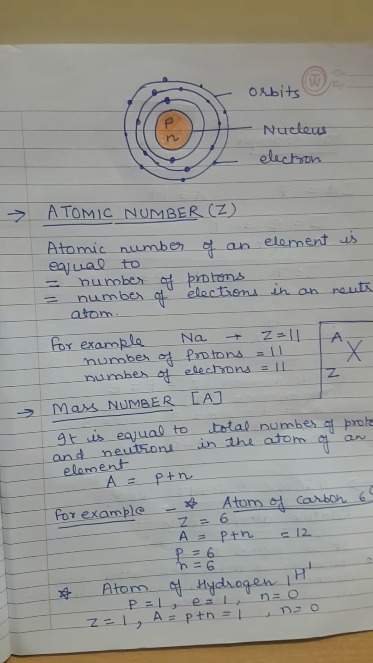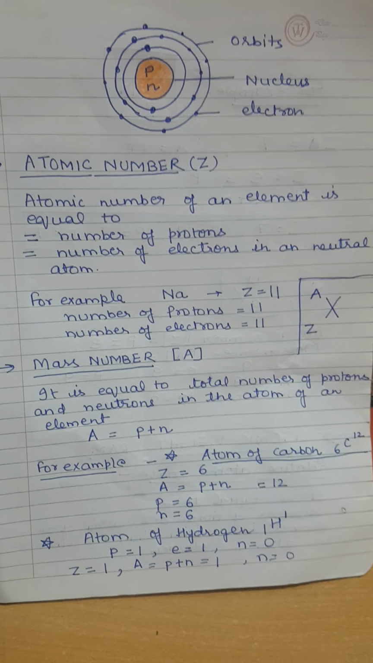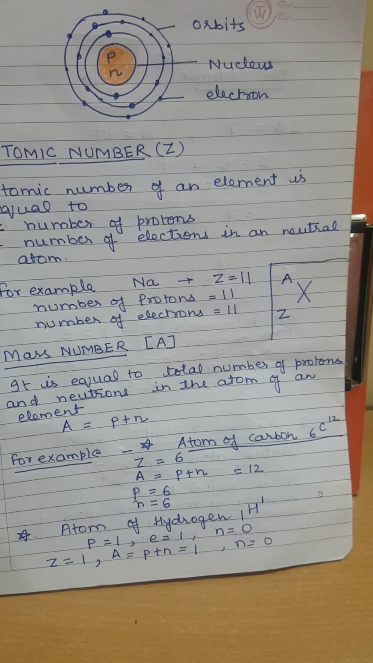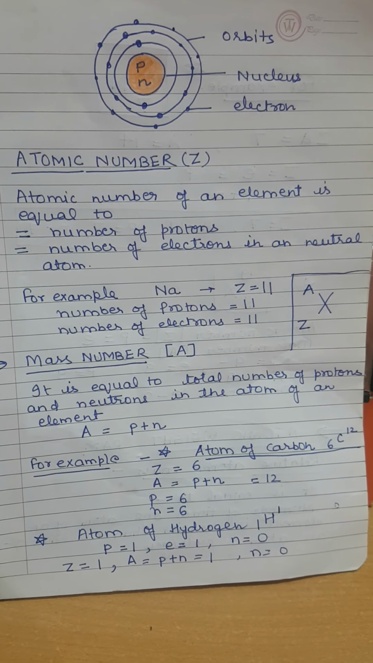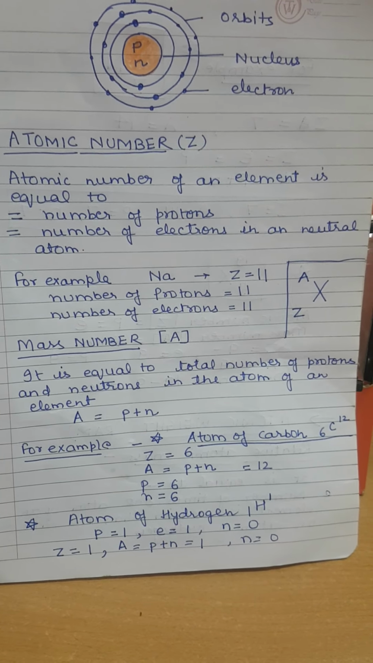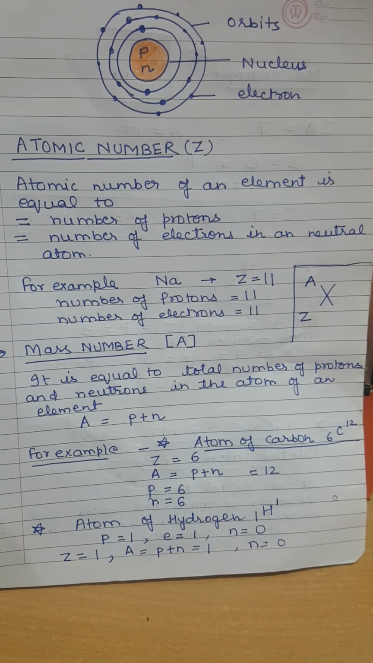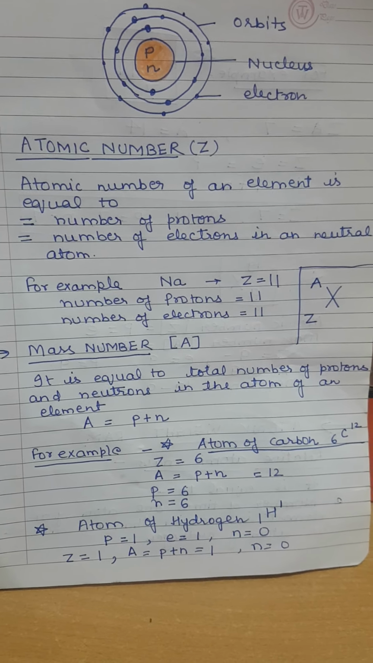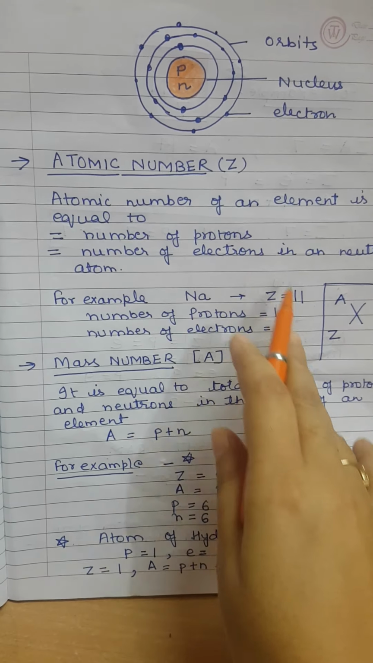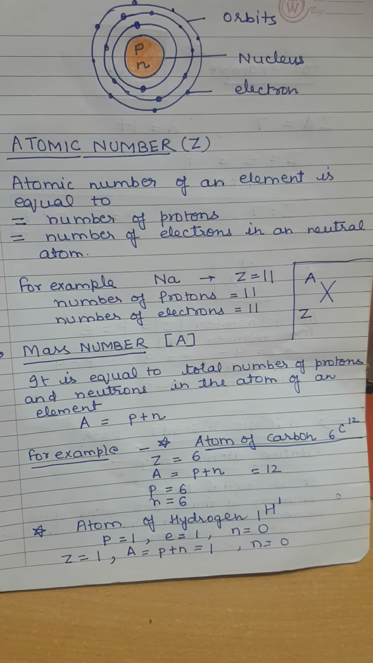Now, next is what is atomic number? The atomic number of an element is equal to the number of protons, and it is equal to the number of electrons in a neutral atom. For example, the sodium atom has atomic number 11. That's why the number of protons and the number of electrons are 11.